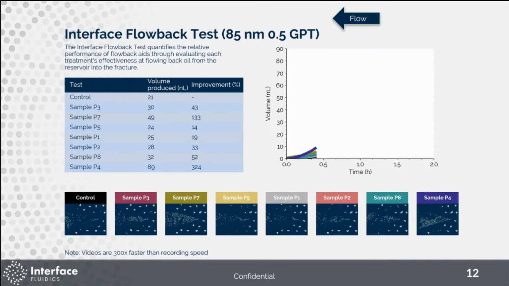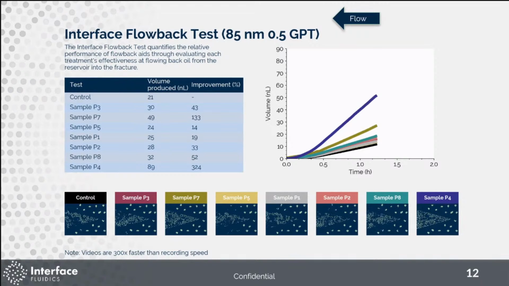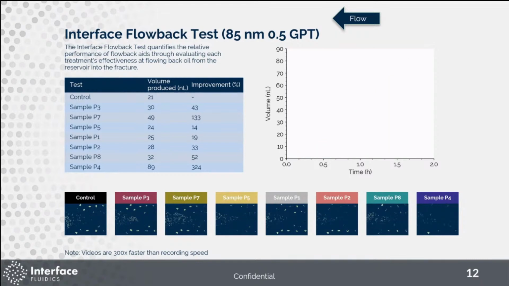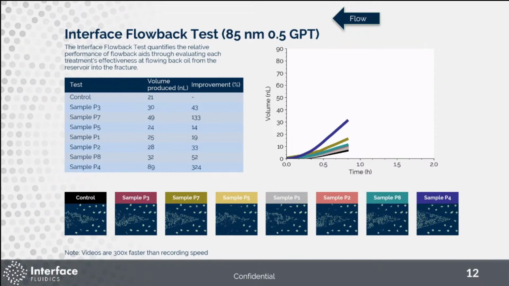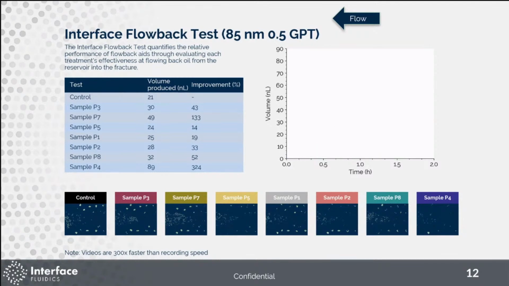the control case. One thing that I need to mention here: all of these experiments are run at the same condition. We apply the same pressure drop for all of these cases under the same time frame, so the results can be compared with each other really effectively. For this specific system, we use the 85 nanometer pore throat size analog, which is around 1 microdarcy. And here, all the additives are tested at 0.5 GPT concentrations.